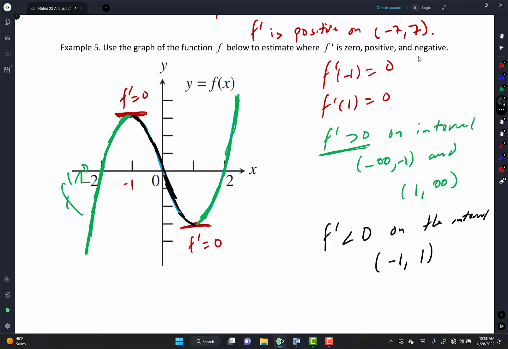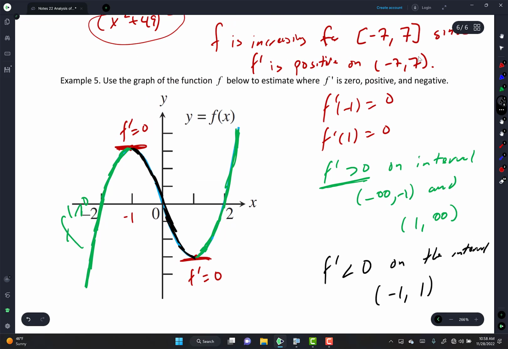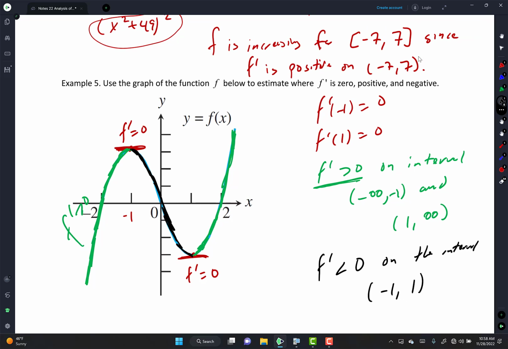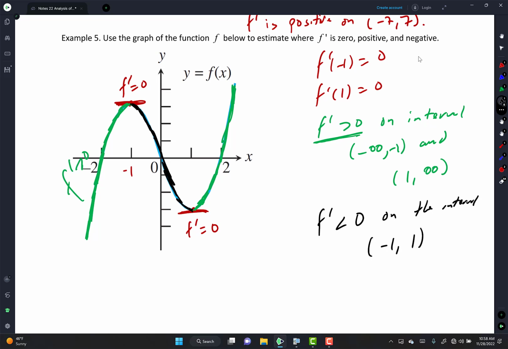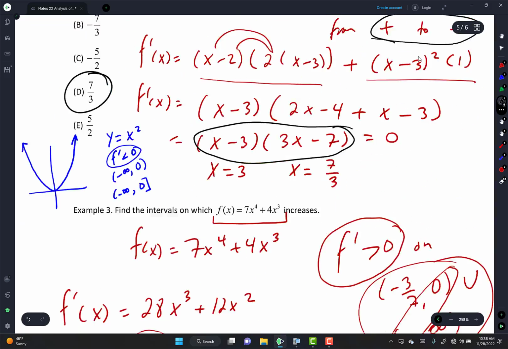How do we feel, guys? All right. We have a very simple delta. Relax. You're actually not even calculating anything. All you're doing is identifying what's max, what's min, and identifying where you have a positive slope and where you have a negative slope. That's all you're doing. Let me know if you have any questions.